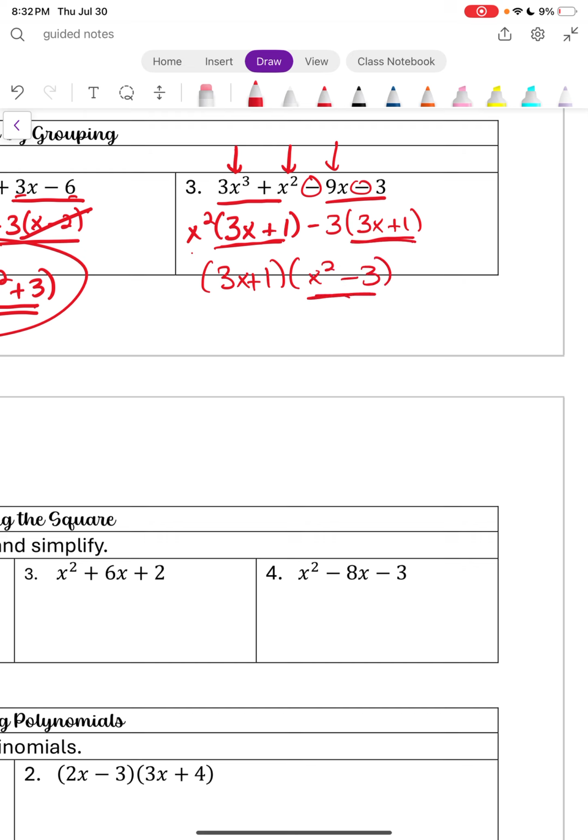This was nearly a difference of squares. Had it been, you could have gone one step further, but since it's not, you're finished.